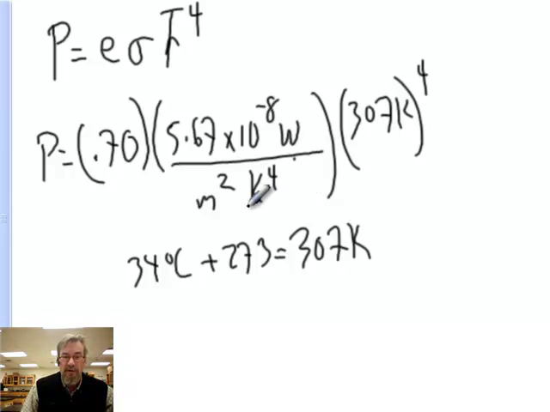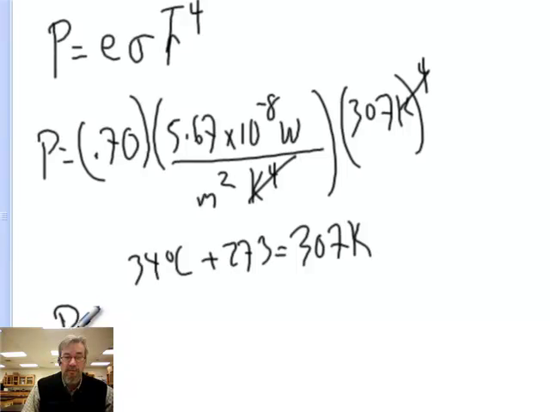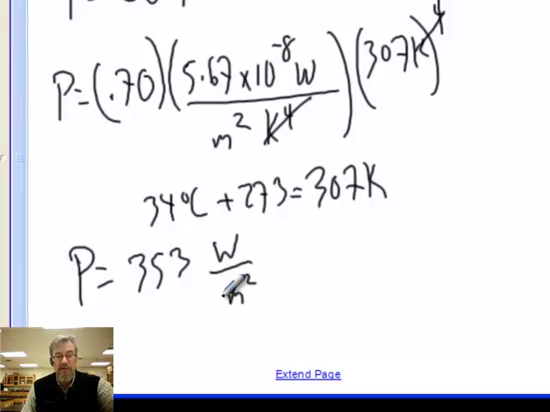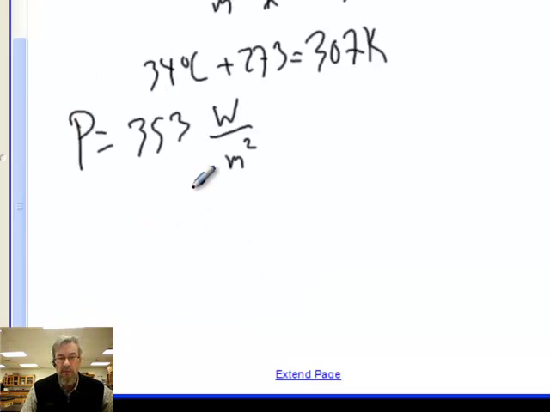Kelvins to the 4th are going to drop out. And we're going to end up with power in watts per square meter. It's watts per surface area. The numerical answer is 353 watts per square meter. Well, that's not really what we wanted. What we wanted to know was what was the rate of energy transfer from this person total.